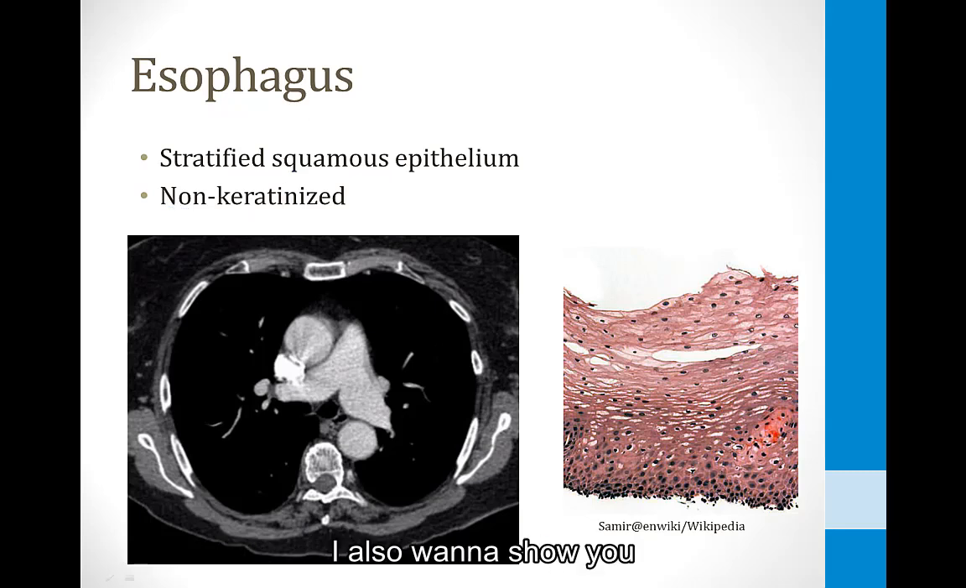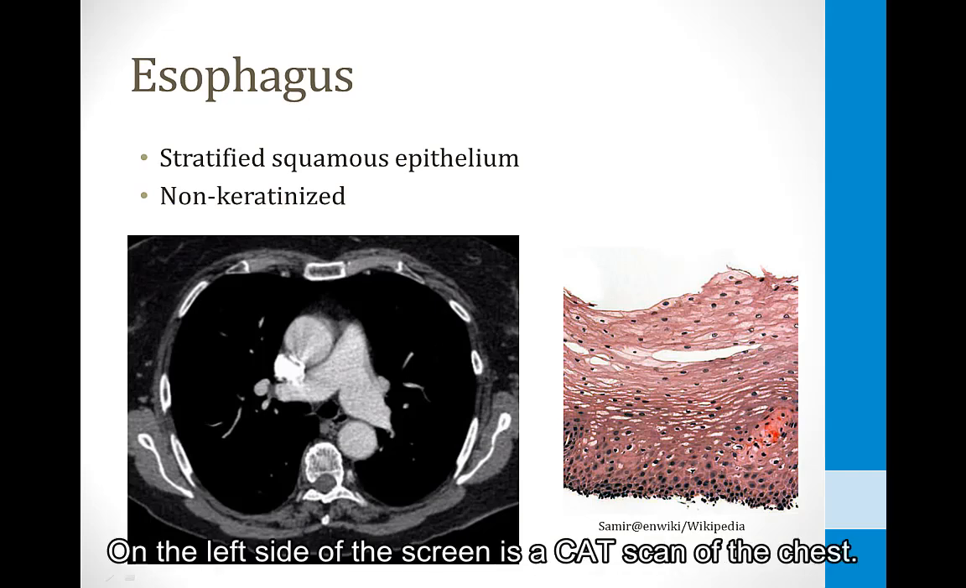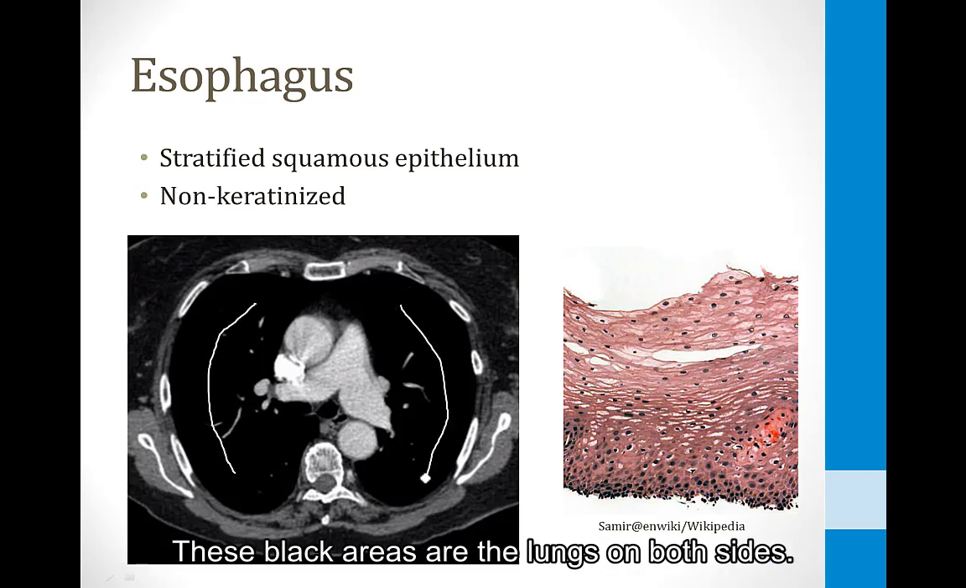I also want to show you how to identify the esophagus in a CAT scan. On the left side of the screen is a CAT scan of the chest. These black areas are the lungs on both sides. Contrast material has been injected to fill the vascular system. Therefore, the white structures in the center of the screen are vascular structures.